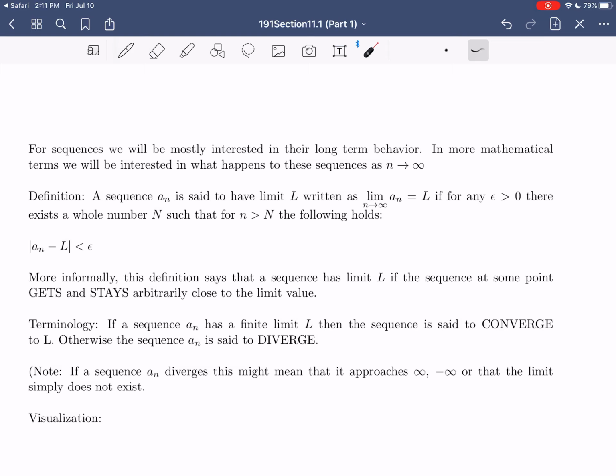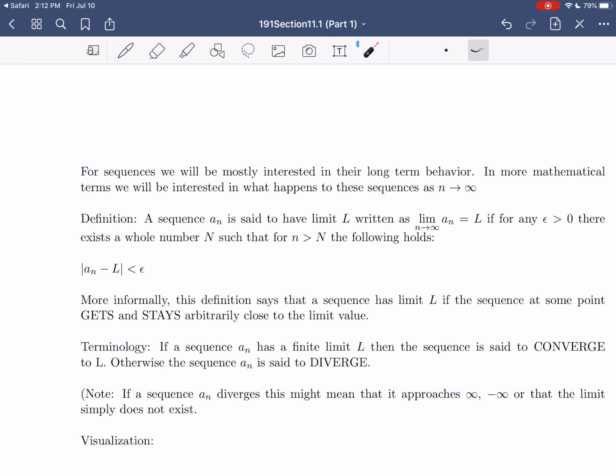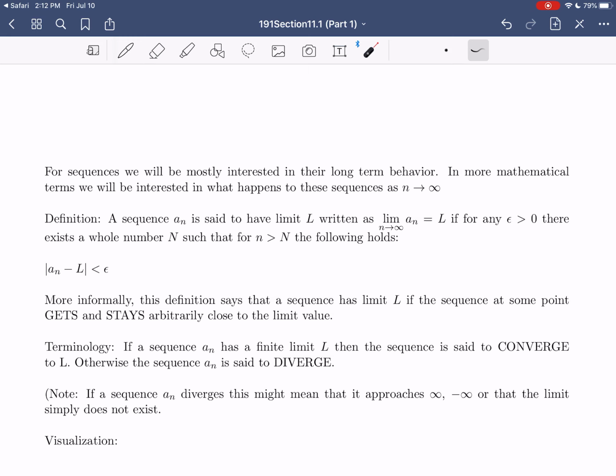We're never interested in what happens as the index goes to negative infinity or like 5 or something like that. We're always just letting that n, that index, the position that we're in, get larger and larger and seeing what the end behavior is. So the questions that we're going to be answering are always going to be very similar because this is the main question we have for sequences.